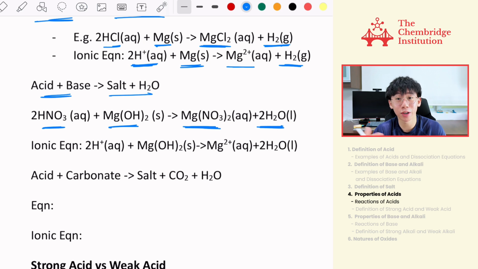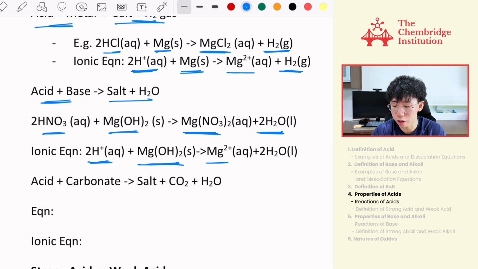For our ionic equations, we generally will use H+ (aq) plus, in this case, magnesium hydroxide. This is a solid, so we don't need to break it apart as if it's in aqueous form. It stays in solid form and reacts as a whole, and reacts to give the magnesium 2+ ion, and also water as the byproduct in the ionic equation.